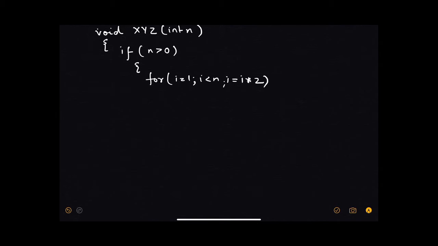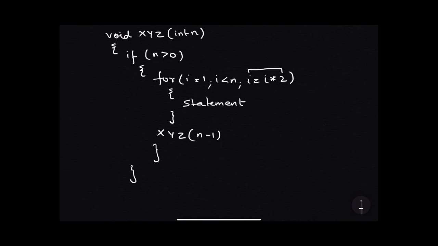I'm using a statement that is incrementing in the multiples of 2, correct? And in the for loop, there is some statement that I'm going to execute. And outside the for loop, I'm using a function that is recursively calling itself. So this is my program. Now let us check the time complexities.